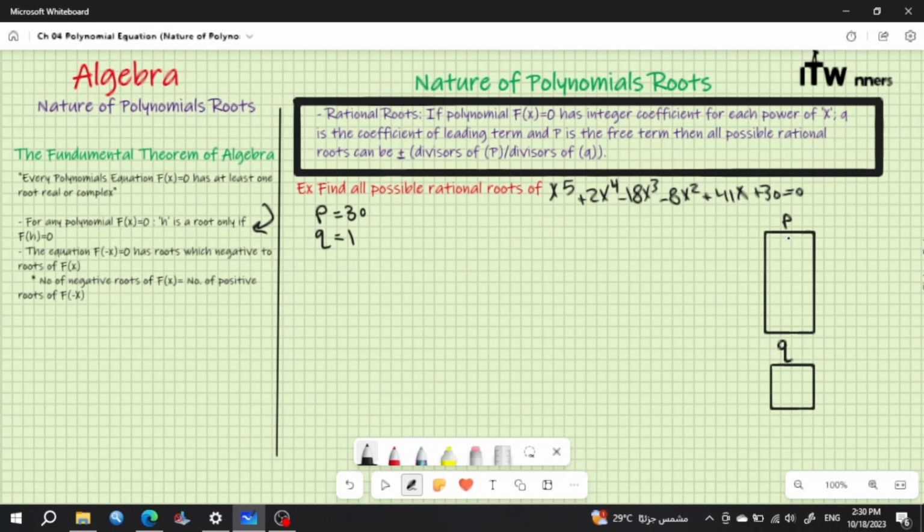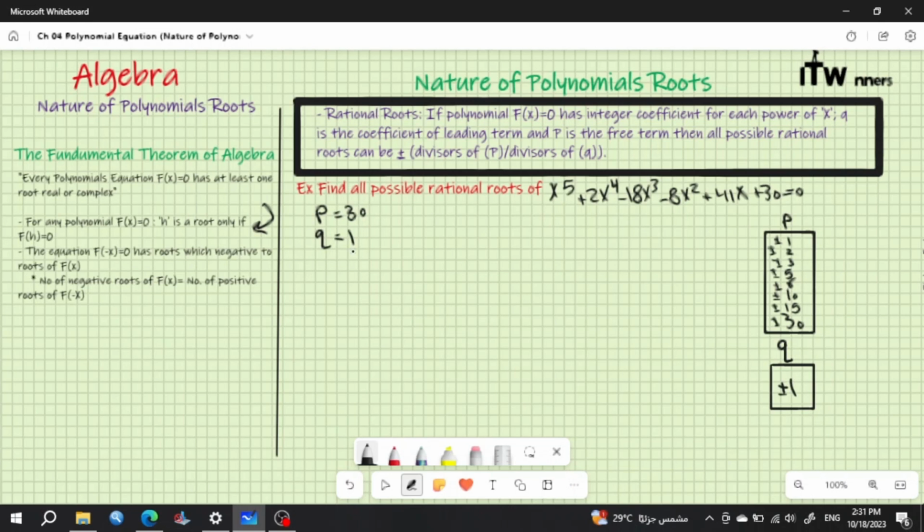We have here the divisors of 30. Here we have 2 and 15, here 3 and 10, here 5 and 6. Okay, and this is plus or minus. Don't forget this, as always, we can obtain 30 in two ways. Okay, here q, the divisor, is plus or minus 1.